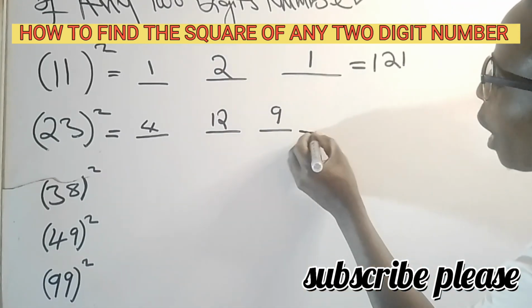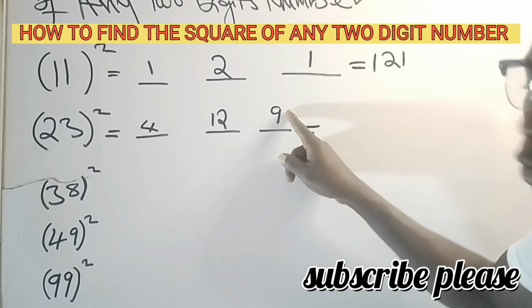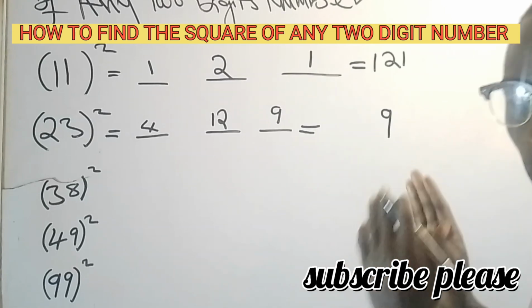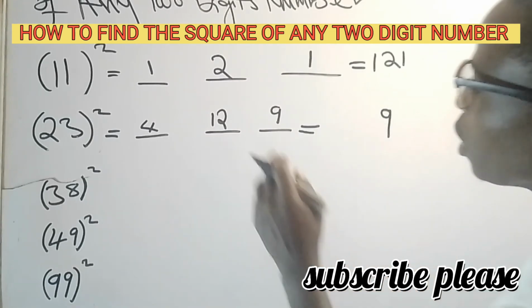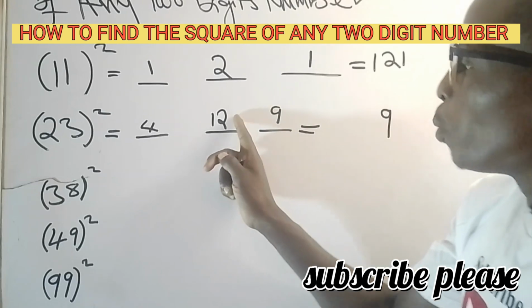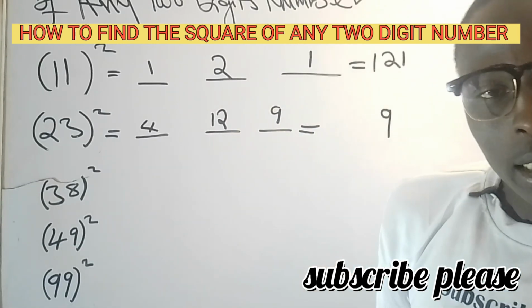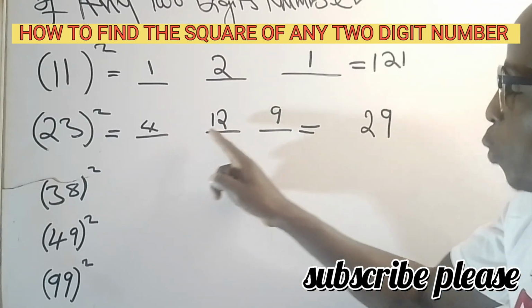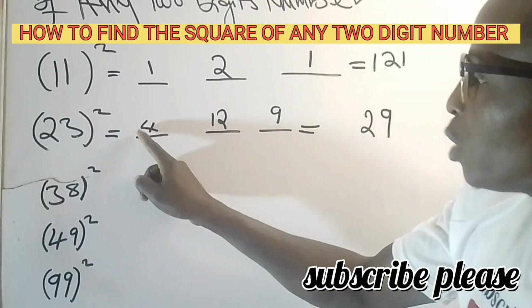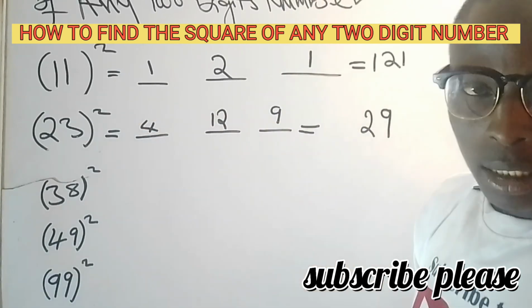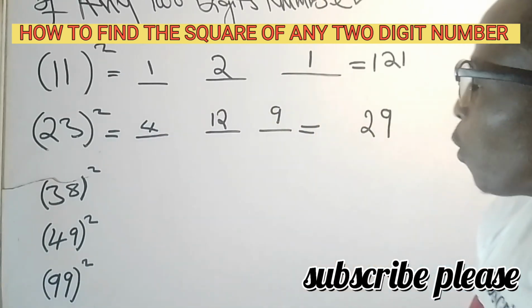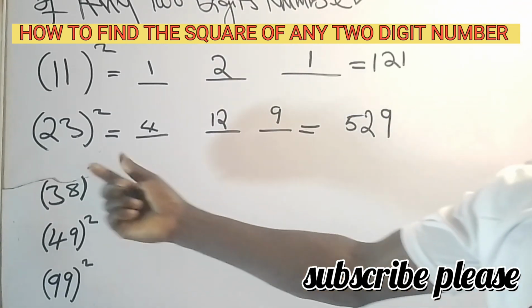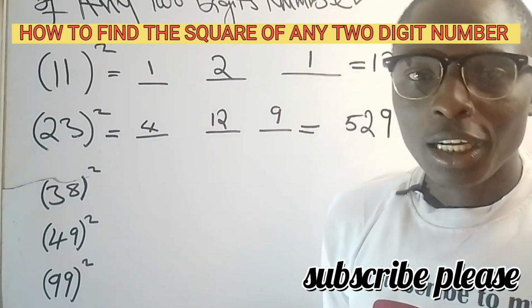In that case, we have another step. Here I have to put 9 because 9 is a single digit, so I put 9 starting from right to left. Here I have 12. I'm going to put down the unit, which is 2, and carry over the tens. The tens, which is 1, is added to the first segment of the answer: 1 plus 4 is 5. So 529 is the square of 23.